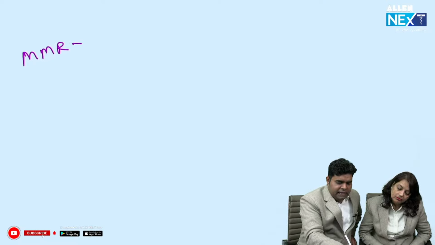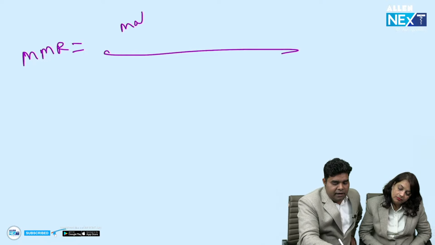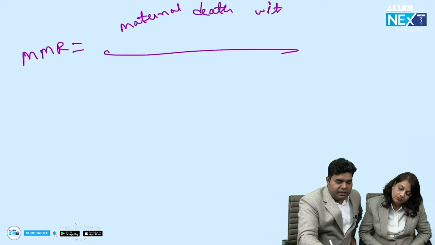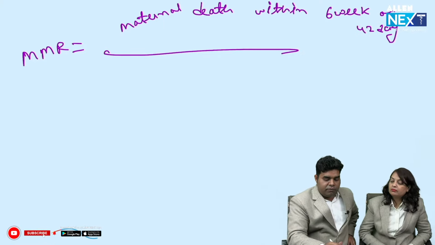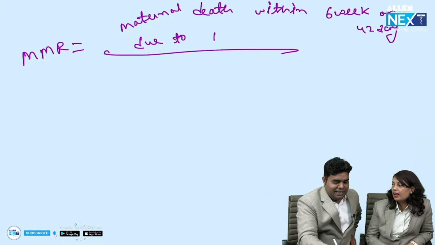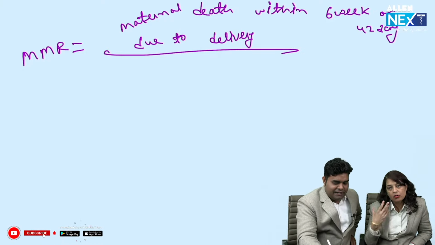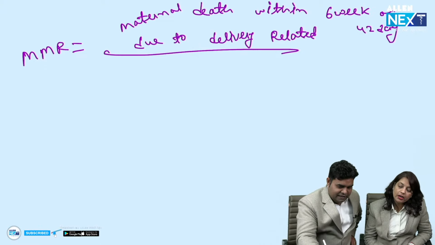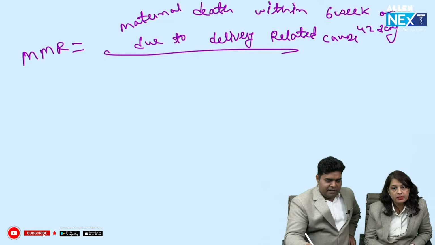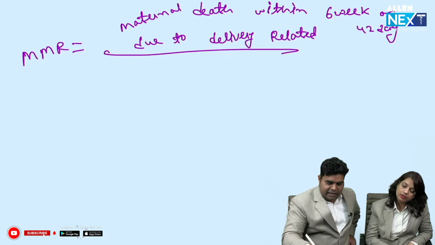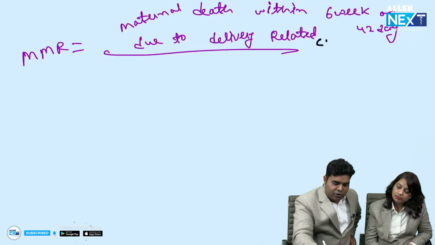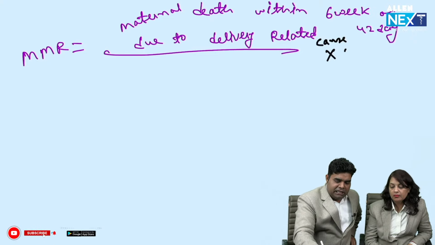So MMR, they say, is maternal death. Mostly they ask the duration of it. So it is within 6 weeks or 42 days. And this is maternal death within 6 weeks or 42 days related to pregnancy and related complications or the process of delivery. So that is what is important. Up to 42 days, that is up to 6 weeks, covers the puerperium period. And there should be delivery related causes, which ma'am is saying. And it is multiplied by 1 lakh.